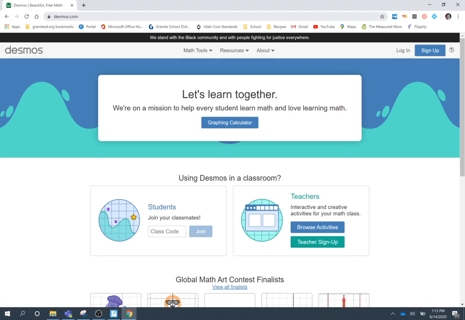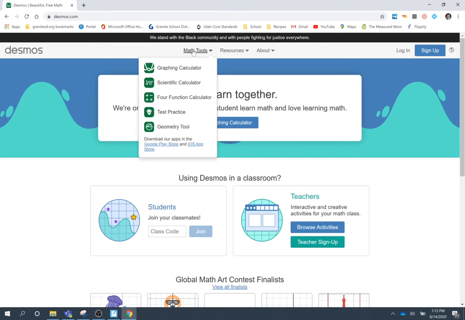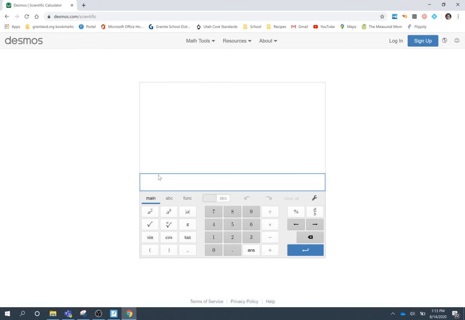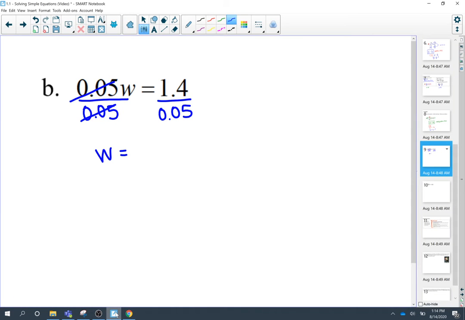And then up here under Math Tools, we have a graphing calculator. We also have a scientific calculator. Right now, because we're not graphing anything, we're just going to use the scientific calculator. And in here, we are trying to figure out 1.4 divided by 0.05. And then you can look over here, it already gave you the answer, or you can actually hit the blue button, and that's 28. So if you're struggling with a calculator, use Desmos.com, 28. So I'm going to go back here to our lesson, w equals 28.